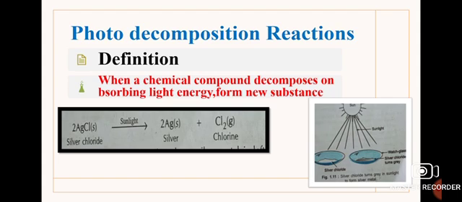Okay, on page number 202 you can see more examples. Silver bromide, we put it in sunlight, it will give silver plus bromine. Silver iodide, we put it in sunlight, it will split into silver plus iodine, like that. Okay.